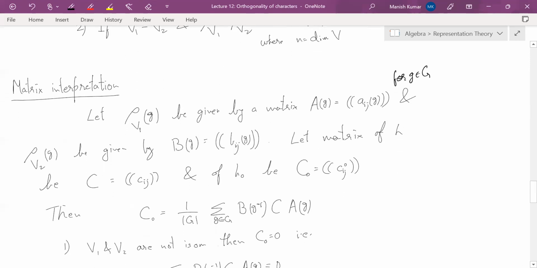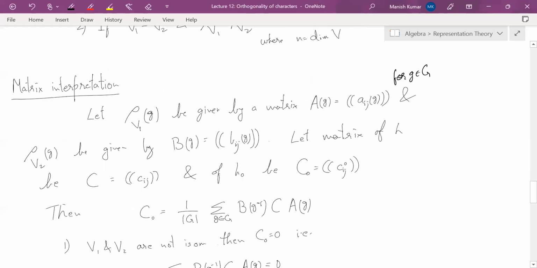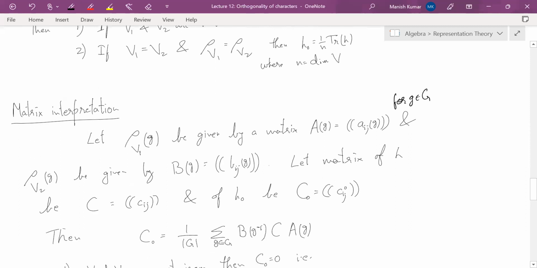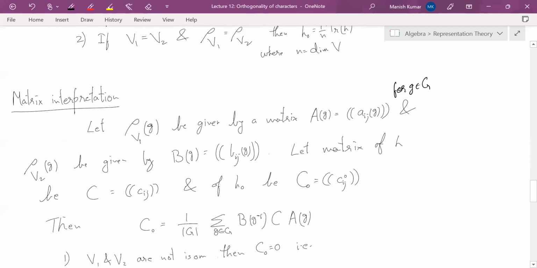And similarly, rho V2 G will be given by some other matrix BG. So the size of the matrix AG will be the same as the dimension of the vector space V1. I'm not writing the size, because I don't want to introduce too many symbols. Similarly, rho V2 G will be given by BG.